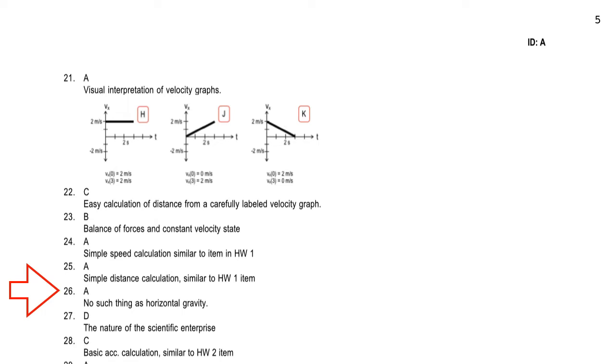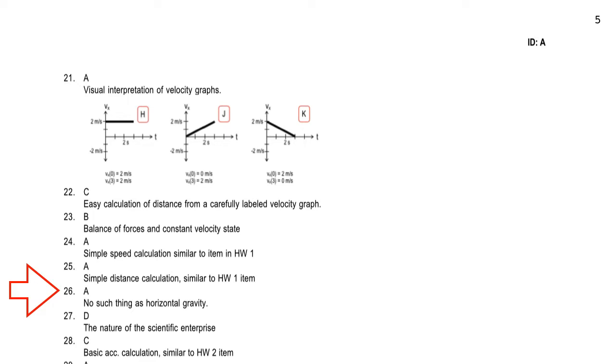So like 26, it says the correct answer was A for that test form, and every test form has a different blurb sheet, a different answer key. So for this test form, this is form A, for 26 the correct answer was A. You got it wrong. Your Scantron results PDF shows you that. And this tells you what it's about. In this case, no such thing as horizontal gravity. Remember that from the test? That was a correct answer for one of the multiple choice, in fact.